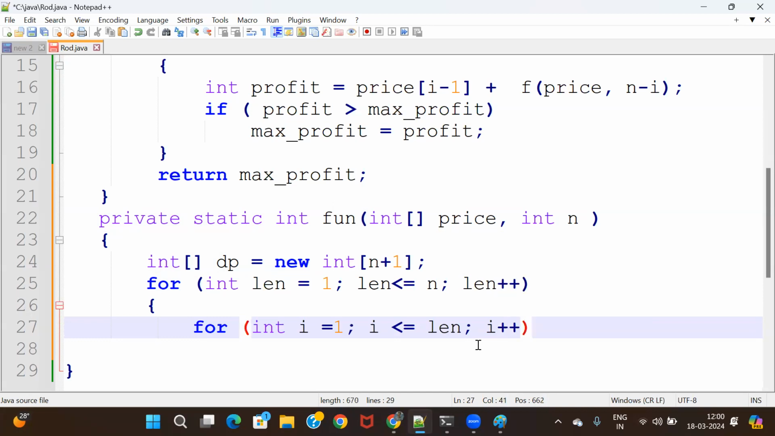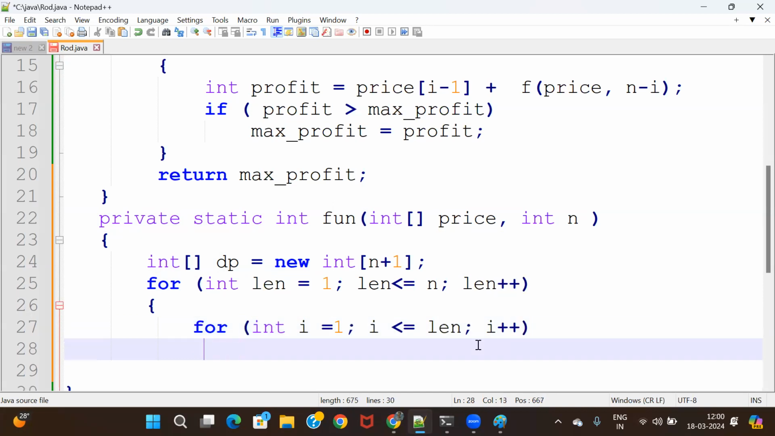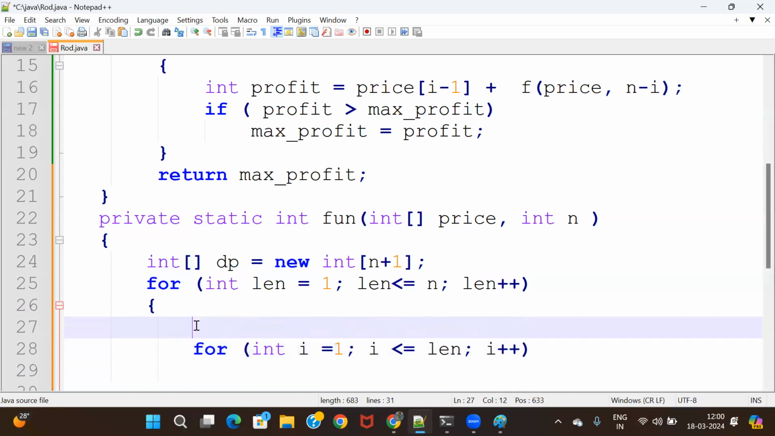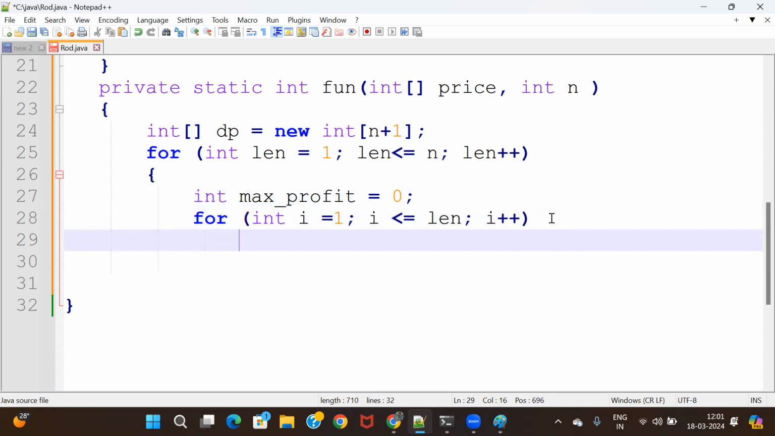Hope you understand it. Now, for every length, assume that the maximum profit is 0. You have divided one single problem into n problems. For every problem, the maximum solution is 0.